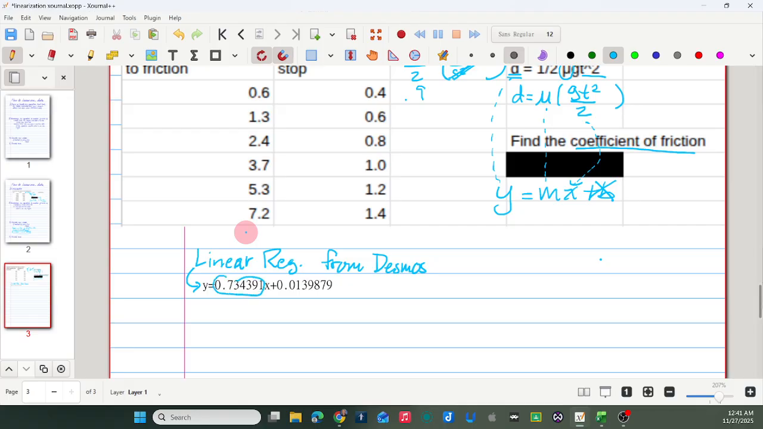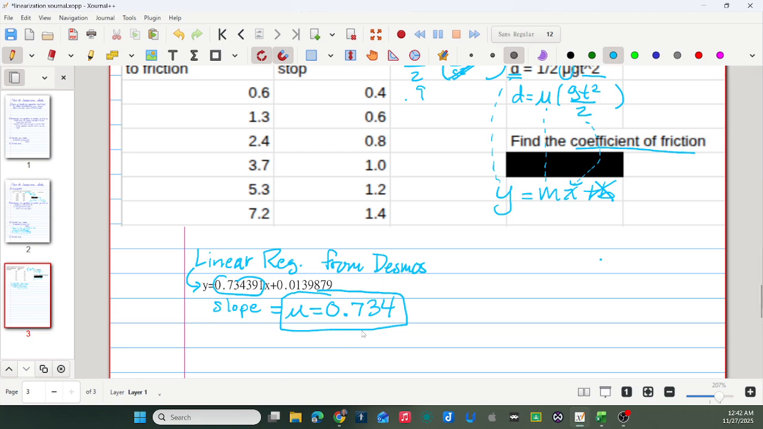I'm going to grab this right here and say this is the slope. And that's equal to the coefficient. And so, therefore, that coefficient is equal to 0.734. And I don't need any more than 3 sig figs. This is AP Physics, people. And so there we go. We got ourselves a linearized graph and an answer from what the slope is.